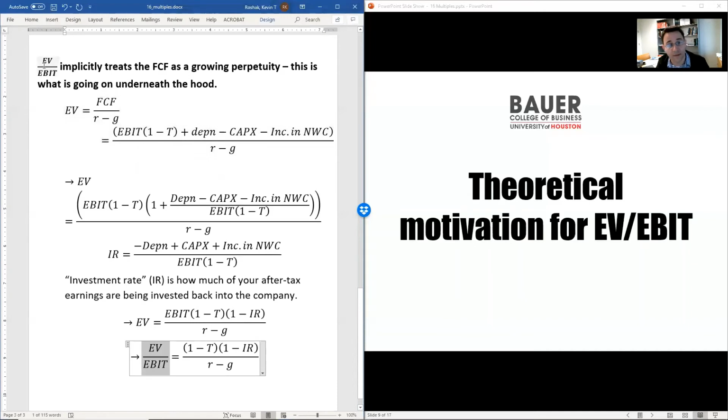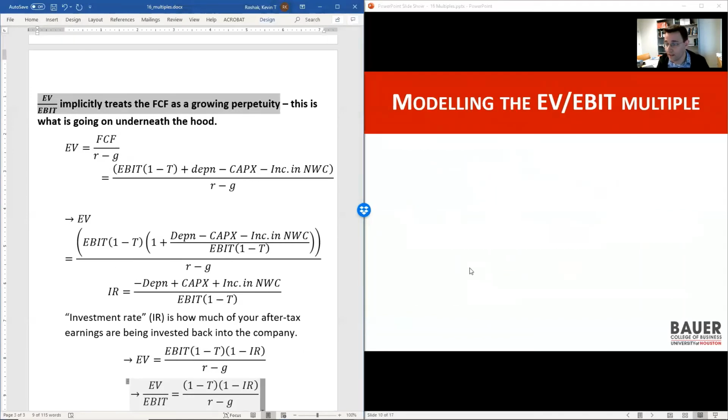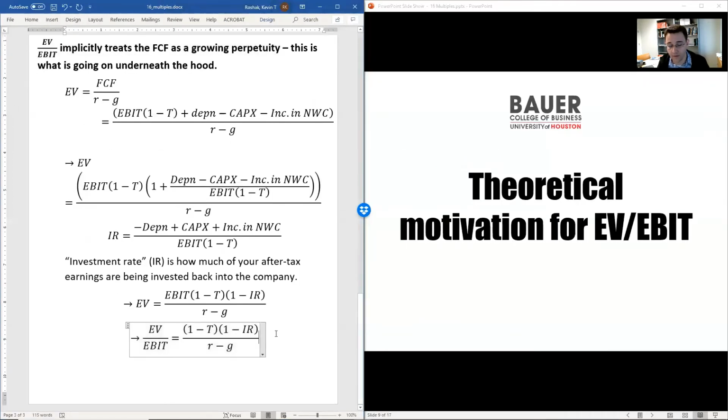We started up here. We said the free cash flows are a growing perpetuity. We ended up deriving the conclusion of that statement: we get an EV over EBIT multiple. And this is also going to help us pin down the fundamentals. What drives this multiple?